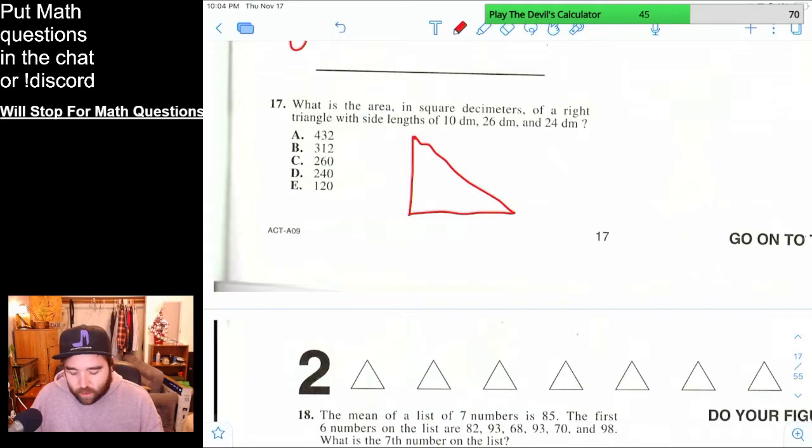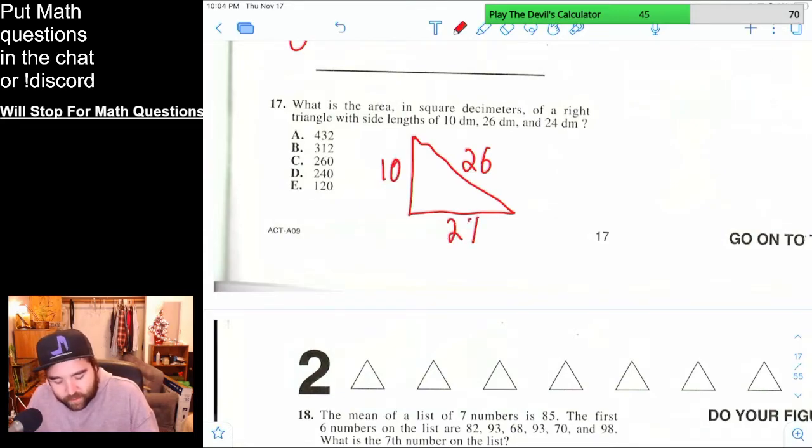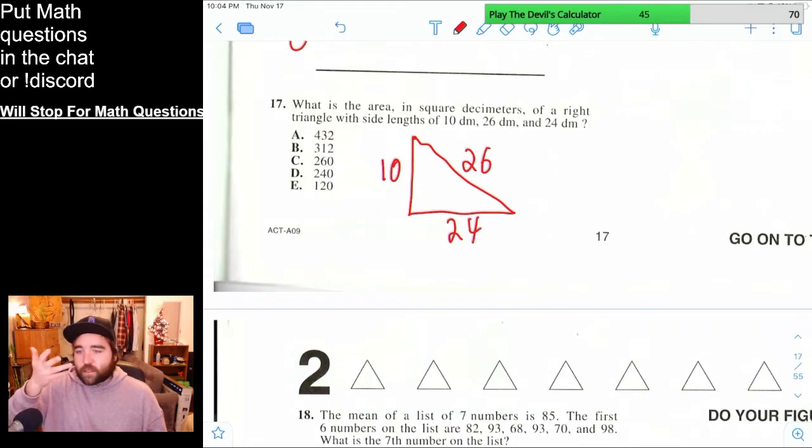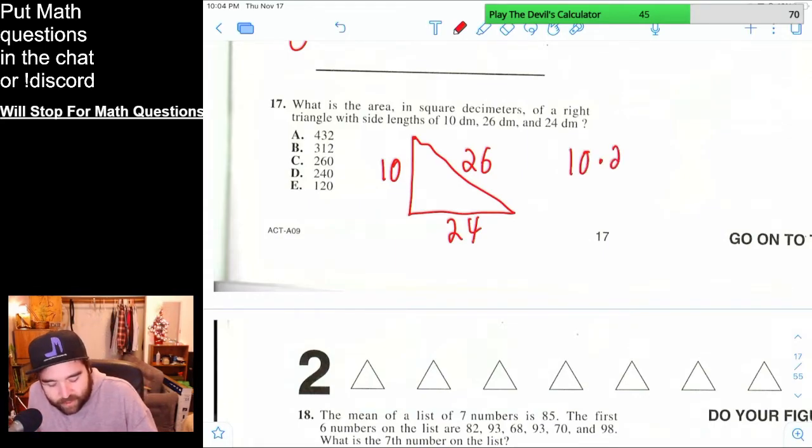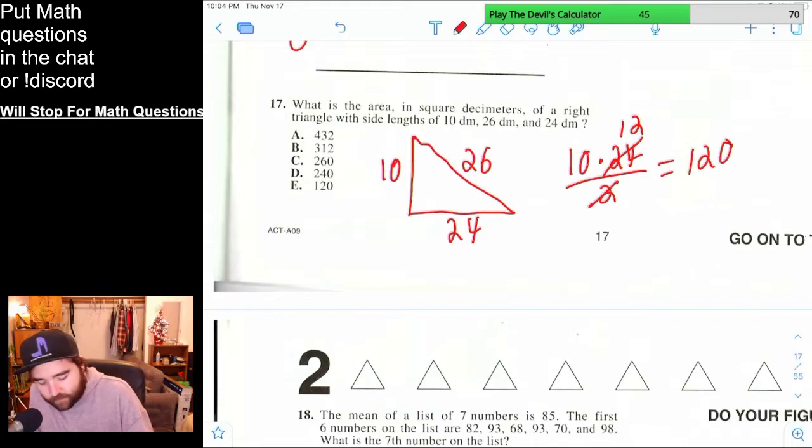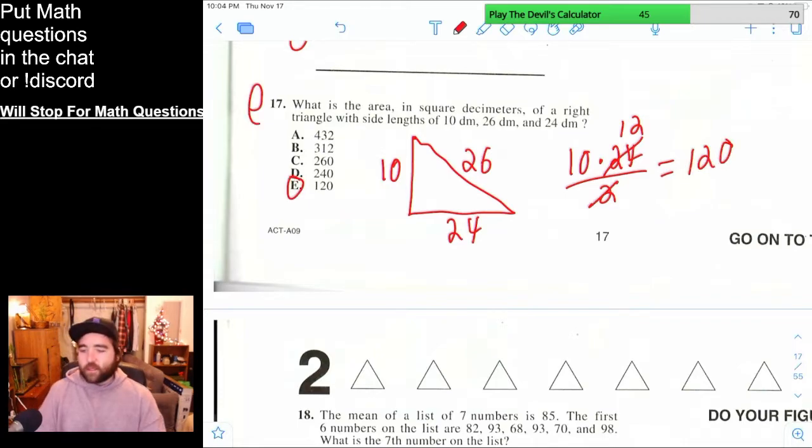So you always know the longest side of a right triangle is the hypotenuse, right? So that's right here, 26. And that just means the other sides are 10 and 24. And that's super convenient. We don't care which is which because base and height are kind of interchangeable. So then we just do base times height divided by 2. Make sure you cancel before you multiply. So you get 120. Nice and easy.